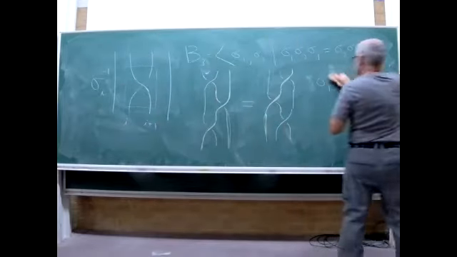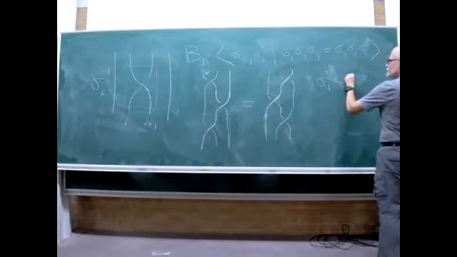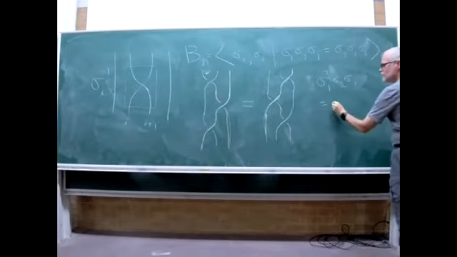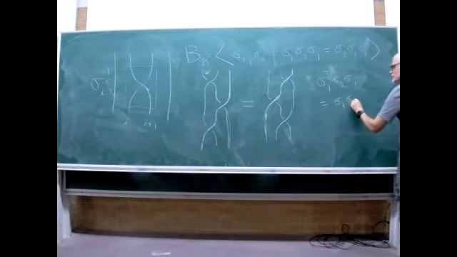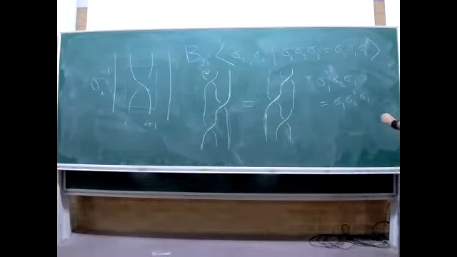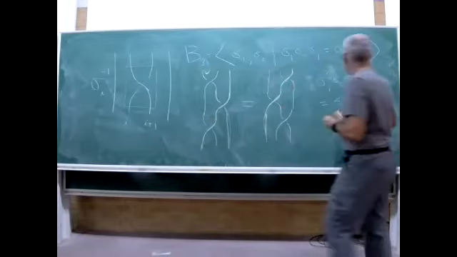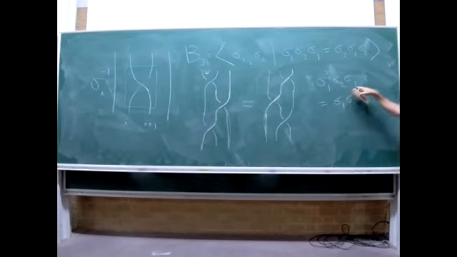So for instance, if I have sigma 1 squared, sigma 2, sigma 1, then that's equal to sigma 1, sigma 2 squared, sigma 1. Let me redo this: 1, 1, 2, 1, but then I replace the 1, 2, 1 by 2, 1, 2, and I get 1, 2, 1, 2. I wrote wrong.